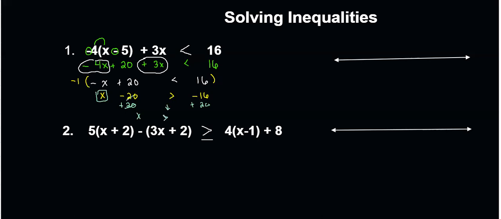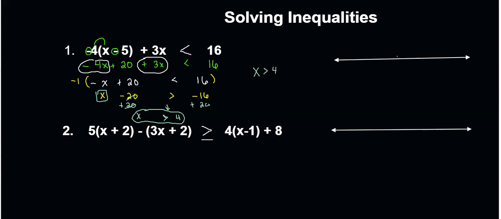-16 and a positive 20. The 20 is bigger, it's positive, so it's going to be positive. 20 take away 16 is 4. So I get x is greater than 4. Now we got to graph that.